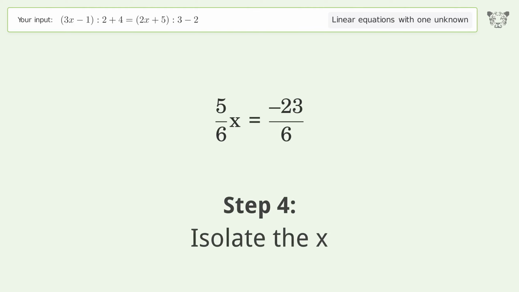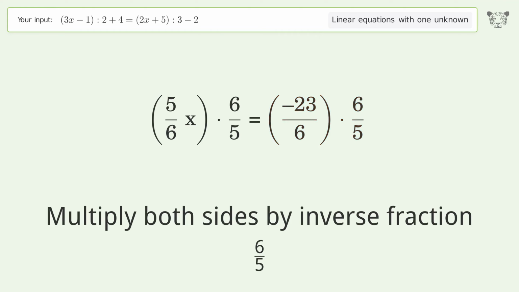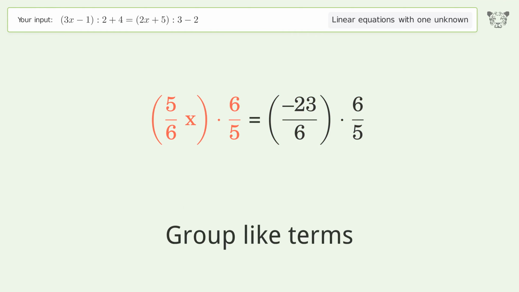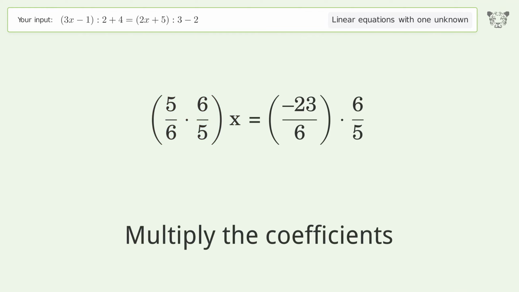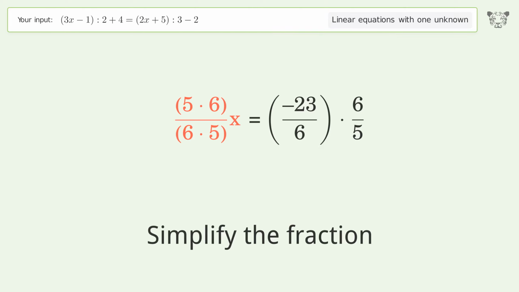Isolate the x. Multiply both sides by inverse fraction 6/5. Group like terms. Multiply the coefficients. Simplify the fraction.